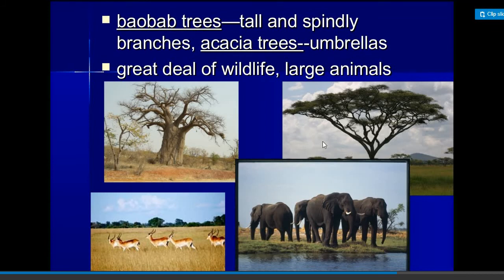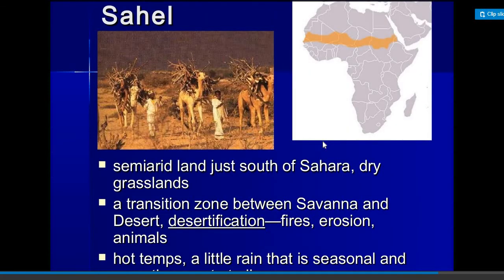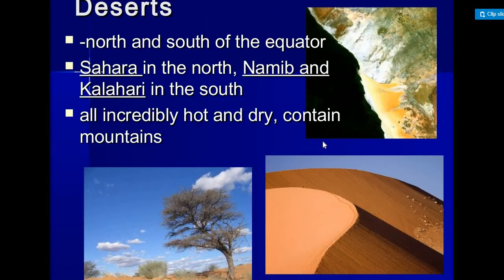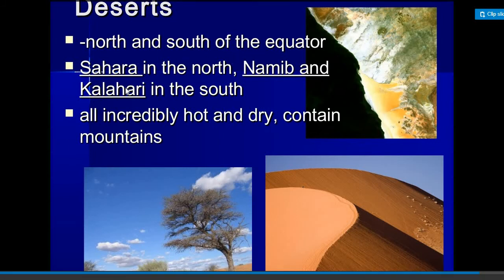Okay, the next one and the last one that we're going to look at is the deserts. All right, so with the deserts, how you identify a desert is it's going to be very sandy or rocky. Okay, here we can see that they are north and south of the equator. It says the Sahara in the north and Namib and Kalahari in the south, and these two we learnt about when we were learning about the Khoi and the San. It says it's incredibly hot and dry and contains mountains.